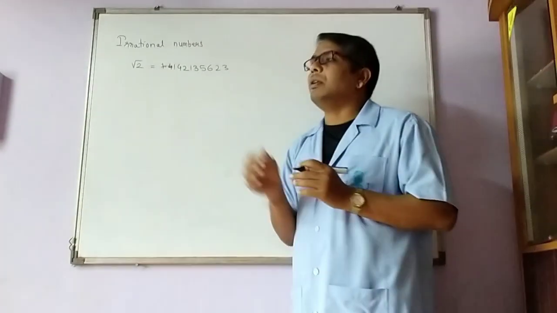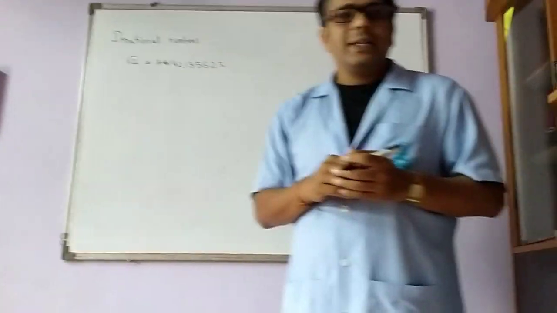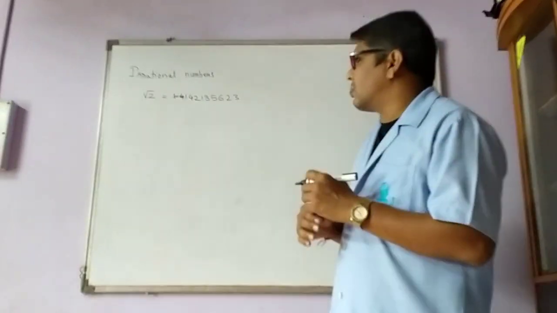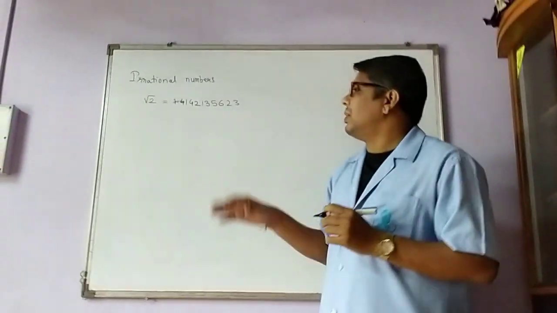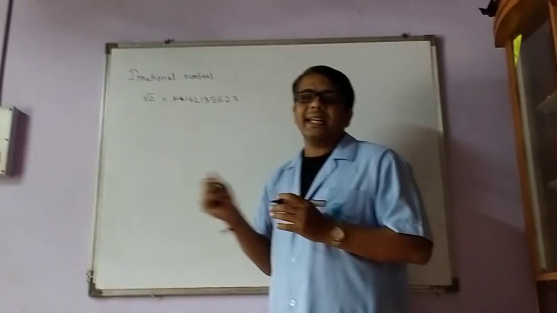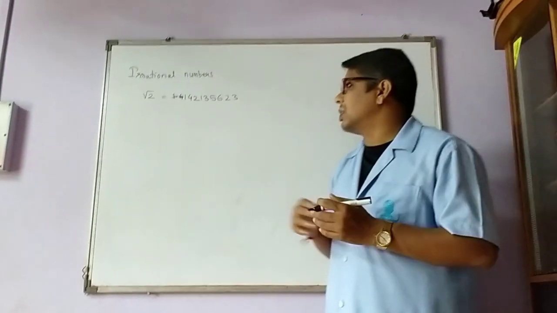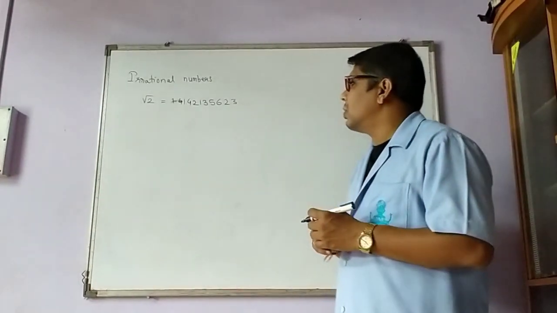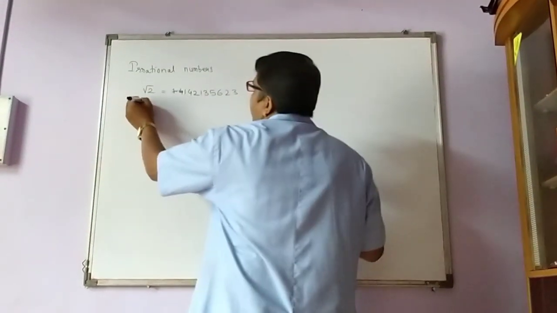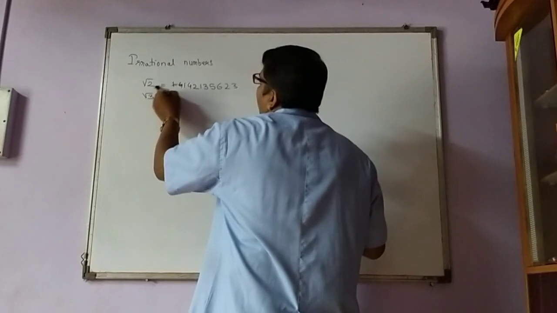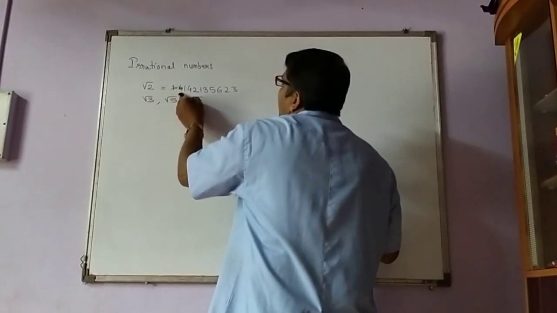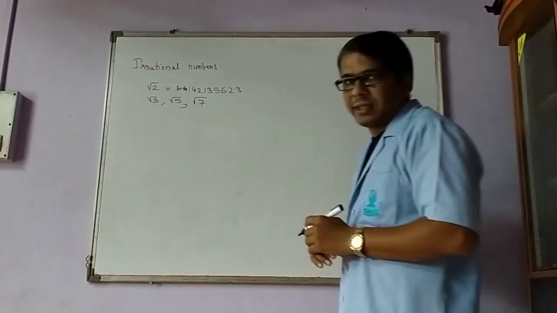Now how has this value been determined? For that, the divisional method to find the square root is used. We are not going to discuss that divisional method here because we don't require that actually. Even root 3 is an irrational number, root 5 is an irrational number, root 7 is an irrational number.